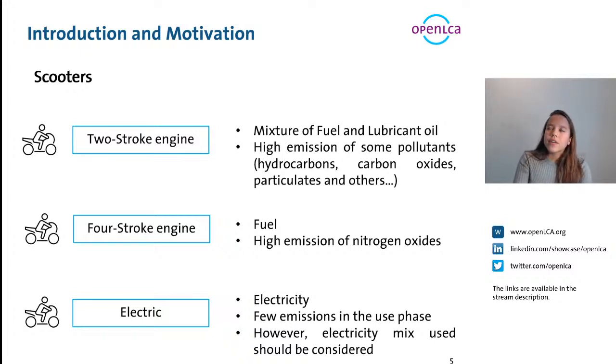And we can find that we had some incremental improvements from the 2-stroke to the 4-stroke model, because we only use the fuel without the lubricant oil, and they have a high emission of nitrogen oxides. This means that the other pollutants are emitted in a lower amount, but the nitrogen oxides have a higher emission. And finally, we have the electric scooter, and they use electricity. They have few emissions in the use phase, but we also need to consider the electricity that is used. So maybe if you change the electricity mix, the impact will change, and that's what we will evaluate in this work.